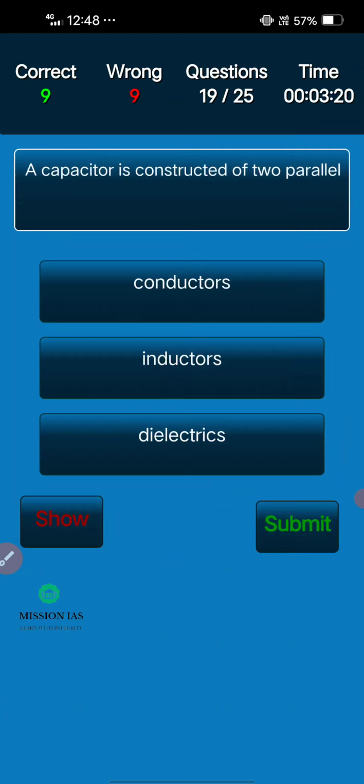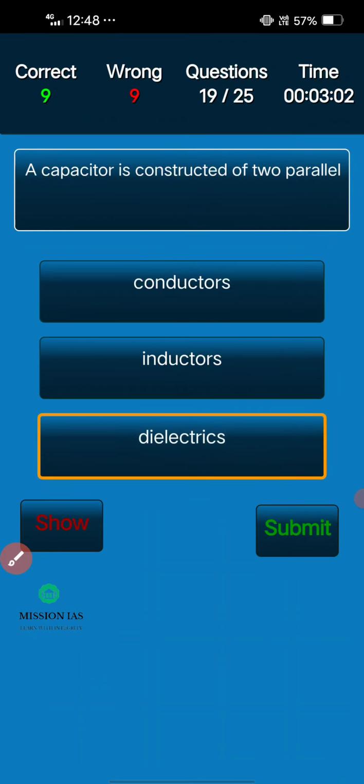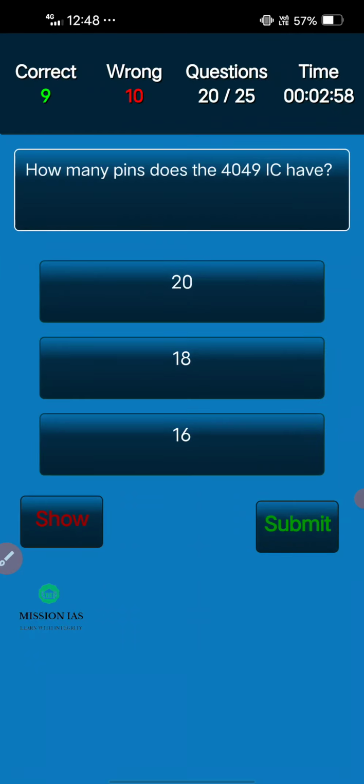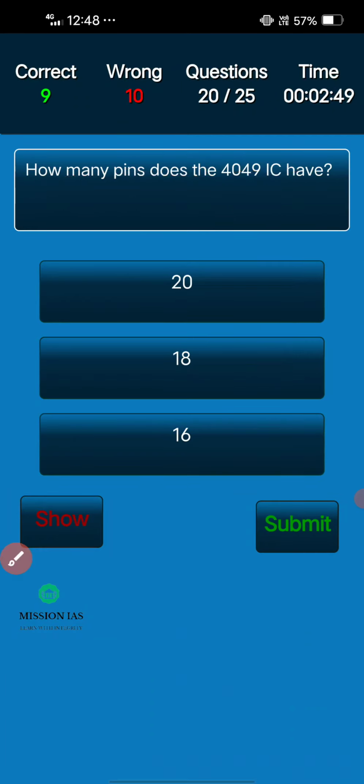A capacitor is constructed of two parallel dash. Whenever we discuss a capacitor, this is usually the symbol of a capacitor, right? So what are these? Whether it is dielectrics, inductors or conductors. Let me choose dielectrics. It is conductors. Okay, that's the reason why it conducts, right? Capacitors. So these are conductors. Okay, that you have to keep in mind.